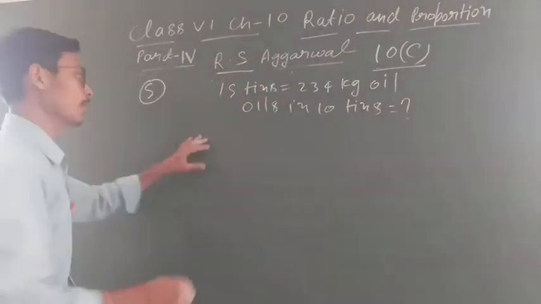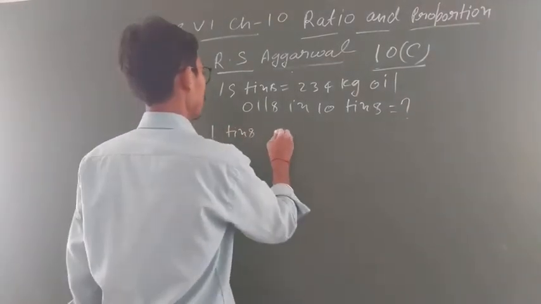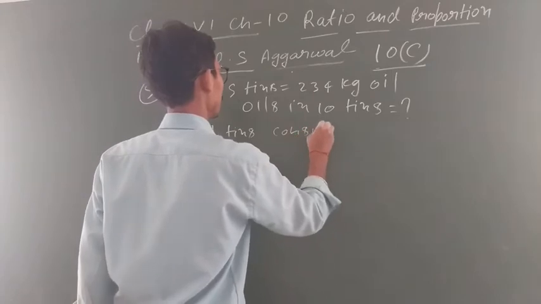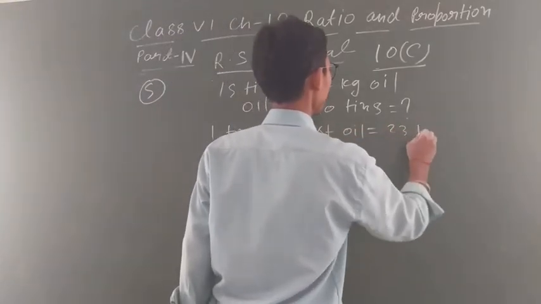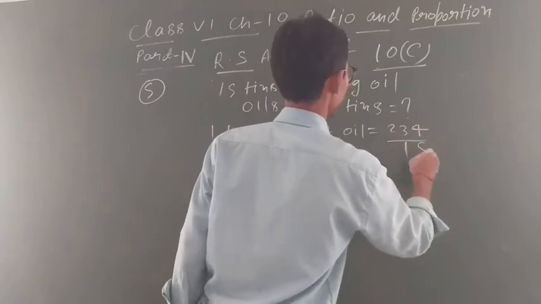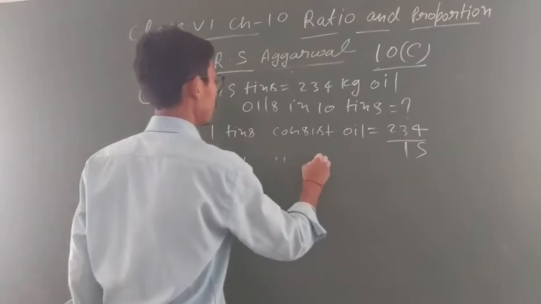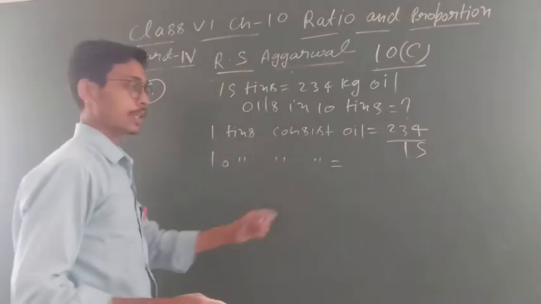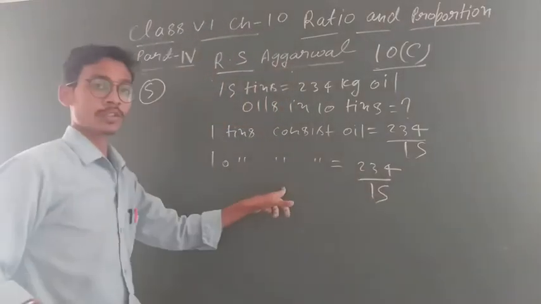अब what you know that first you find out 1 tin consists oil is equal to 234 upon 15. ठीक है, अब 10 tins consist oil. You have to write down all. ठीक है ना, 234 upon 15, यानी you will not use this comma.